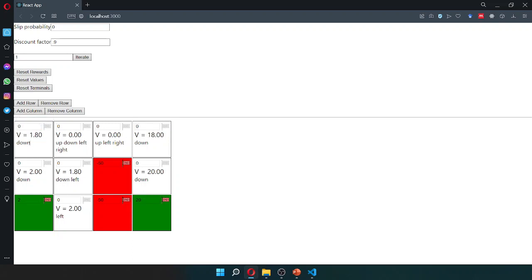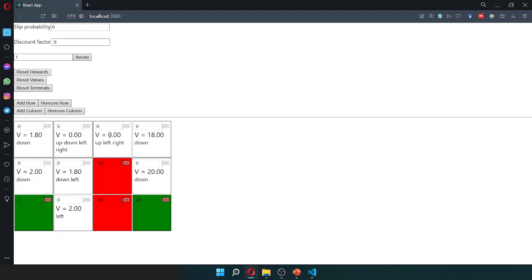Notice also that the policy has updated. Instead of going down and right, this has changed to just down. This one, instead of going up, down, left, the policy at this state has changed to just down and left. This also just changed to down. Next, iterate for t equals 3.